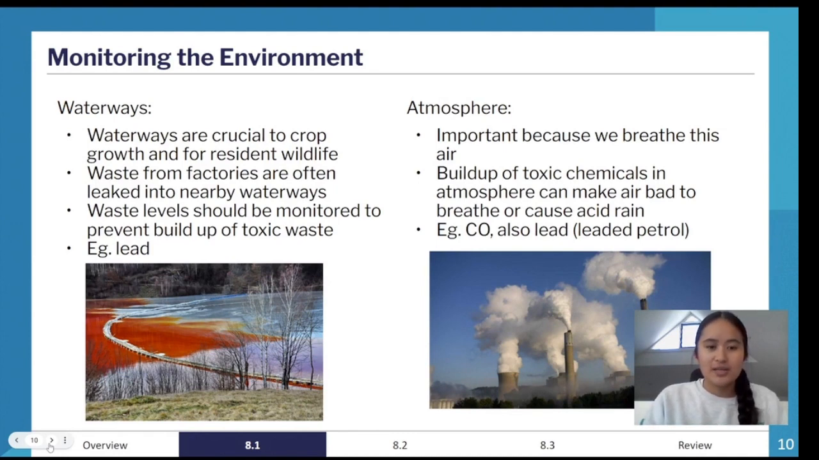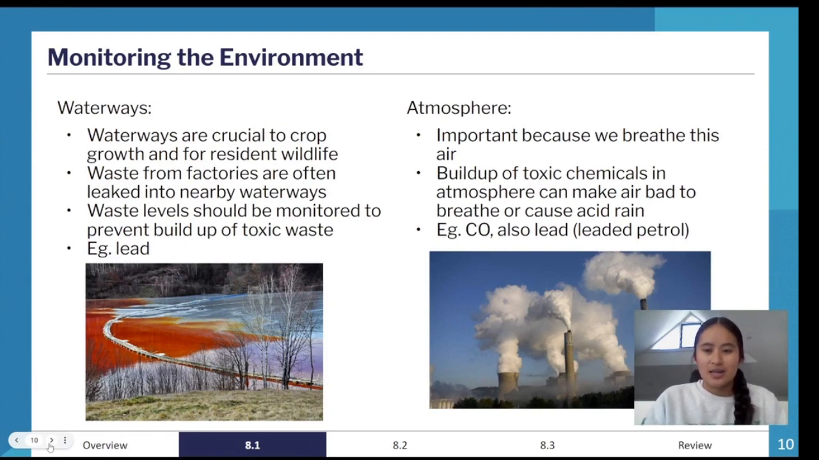So an example is lead. There was an issue in Japan where there was lead in waterways, got into the fish, and then when cats ate the fish, it caused the cats to have symptoms of lead poisoning because there was lead in the system of the fish. So it's just a cycle, basically. It interrupts how our ecosystems work. So it's really important that we prevent that buildup of toxic waste in the first place, and how we do that is by monitoring the environment.